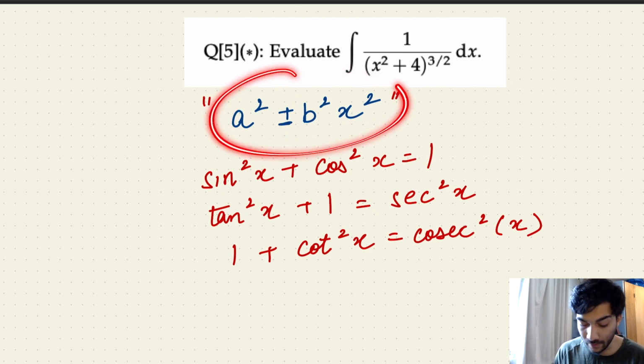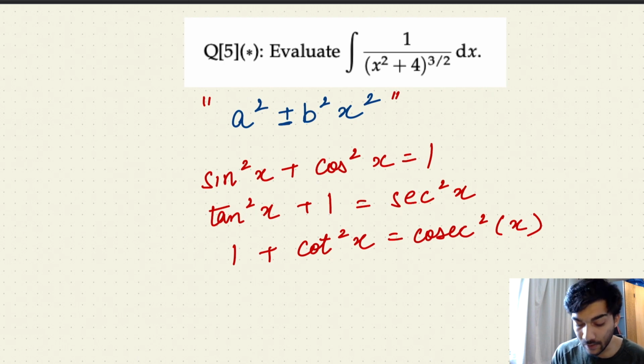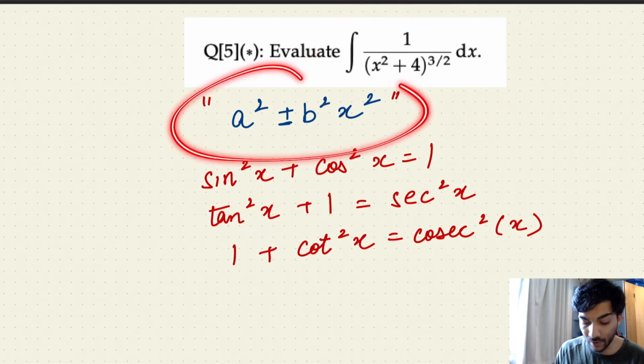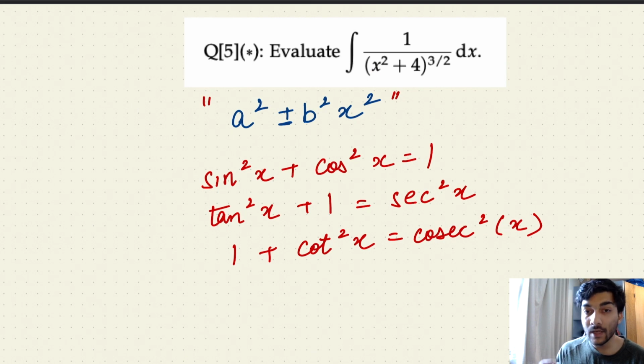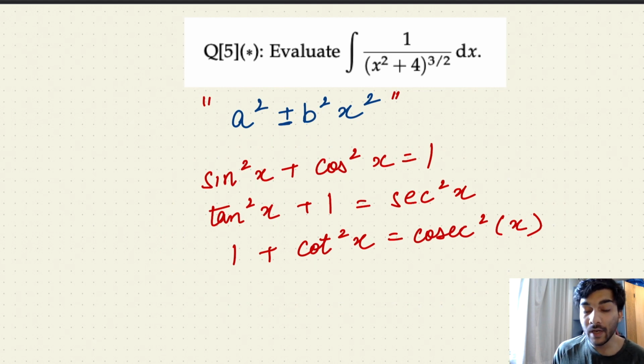So whenever you find a pattern which looks somewhat like a square plus minus b square x square, this will probably give you an idea to use substitution with trigonometric functions in order to simplify these types of questions. In these questions, the correct approach is to use these three trigonometric identities over here. You basically have to use substitution and convert your a square plus minus b square x square expression such that it would resemble one of these three trigonometric identities.